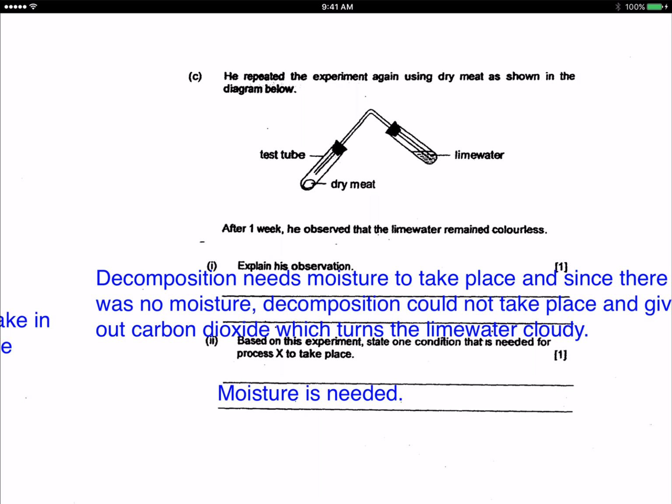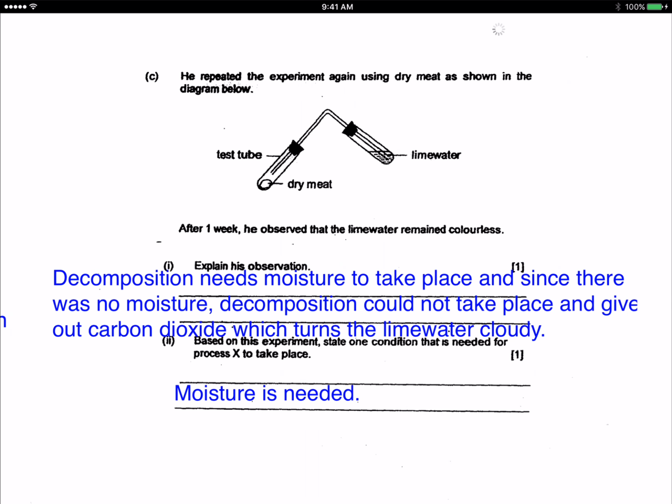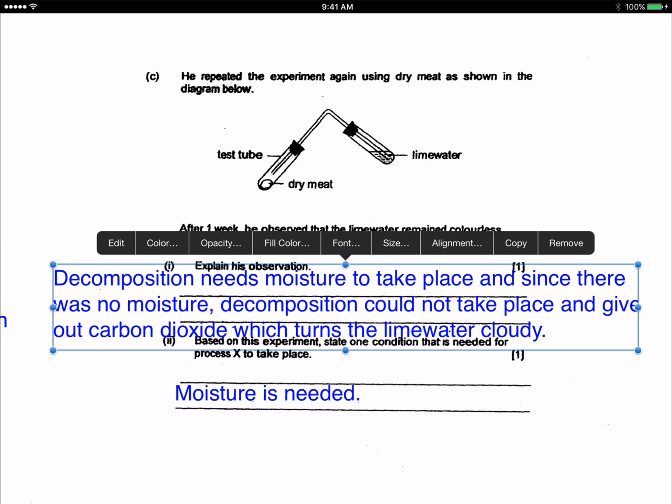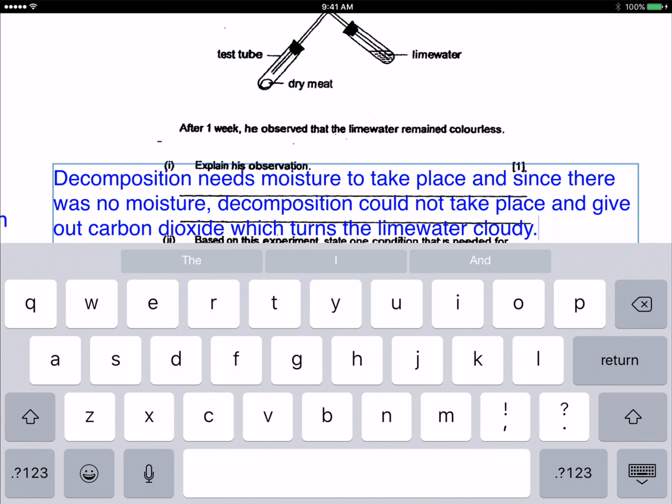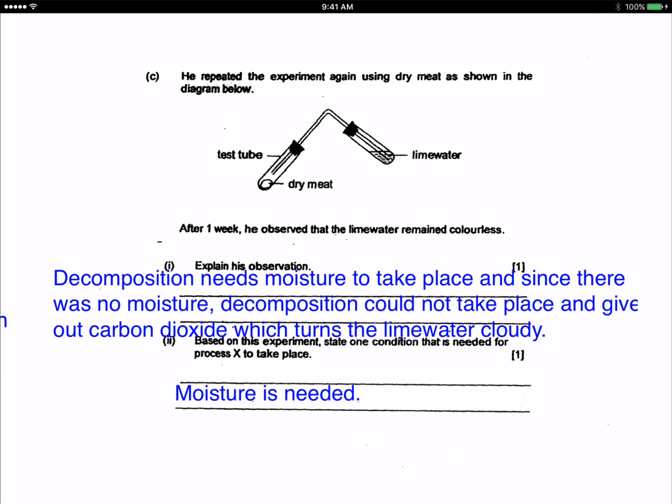Okay, decomposition need. What's the observation? Because it's a dry piece of meat, you can say that there's no moisture, right? For decomposition to occur, you need moisture, and since there's no moisture, it will not take place, and no carbon dioxide. So the lime water remains colorless, right? No carbon dioxide to turn it cloudy. So what is the condition needed? Moisture. No moisture, no decomposition. Okay?